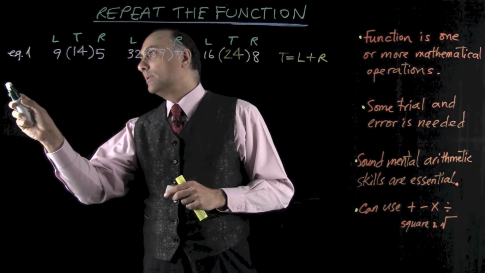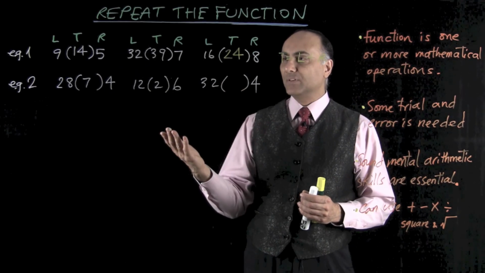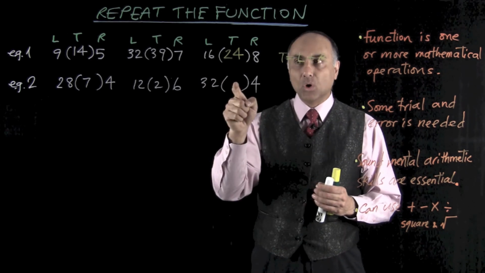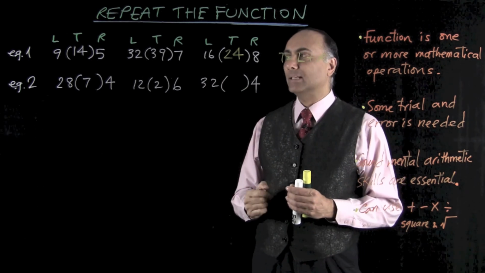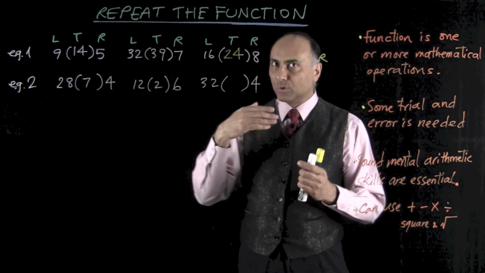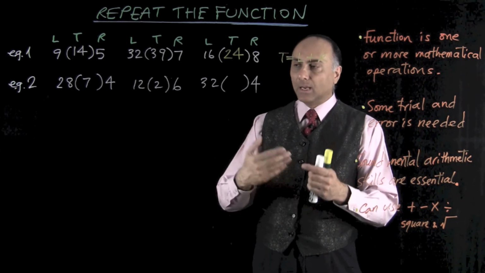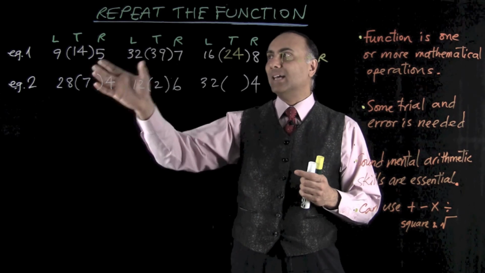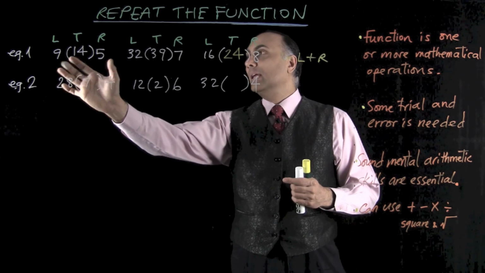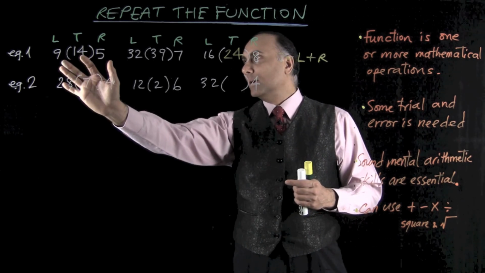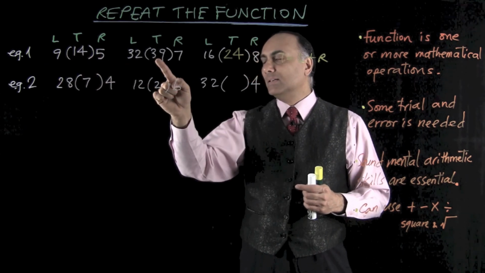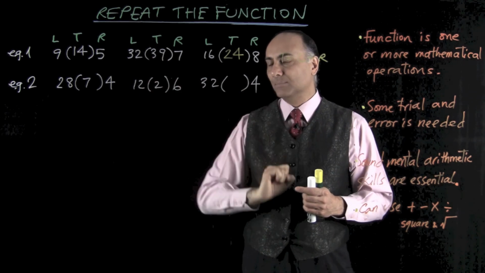We'll take another example. So these are the sets of numbers. Your job is to figure out what the function is for the target and what the target number is in the third set. So you would try a single operation first. Now, don't randomly try operations. What I suggest is that initially look at the target numbers, compare them to the outside numbers. In example 1, the target number here is 14 as compared to 9 and 5. It's larger. Here it's 39 as compared to 32 and 7, so it's larger.